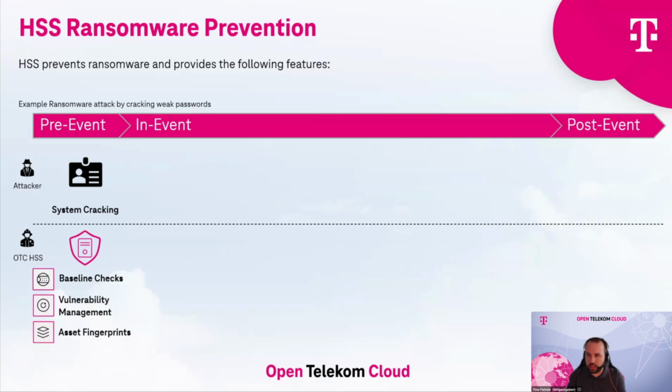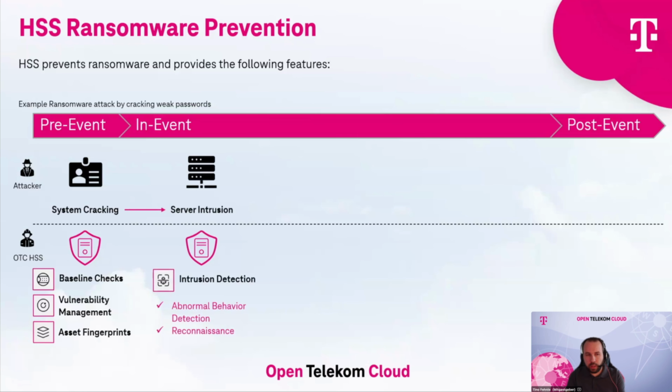The first one is the baseline checks. So we look for safe configurations and inform if they are unsafe ones. Secondly, we have vulnerability management to scan the systems and close them as soon as possible. And third one are the asset fingerprints. I will go into details what is inside these points, but these are the main defense points.